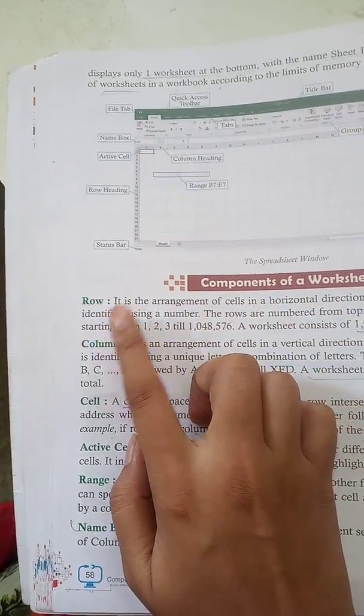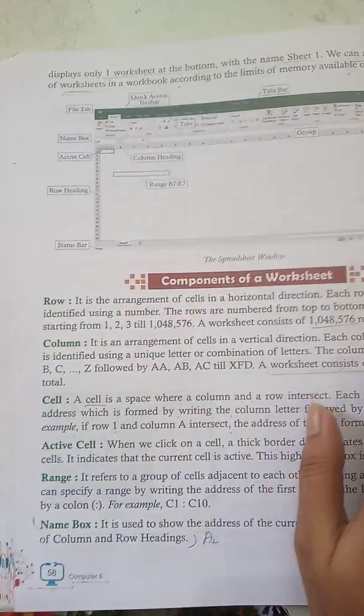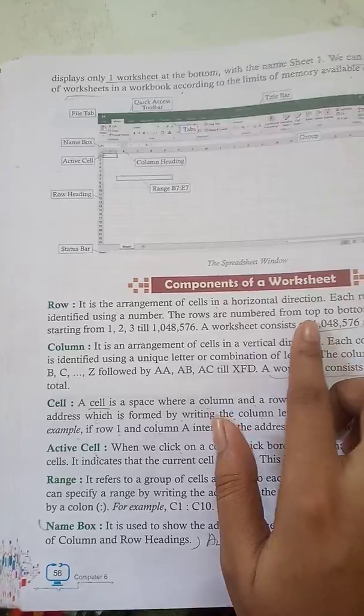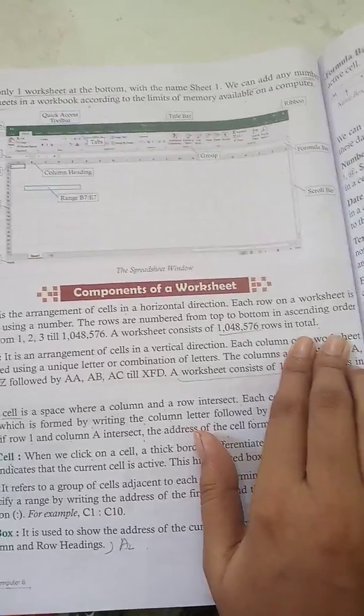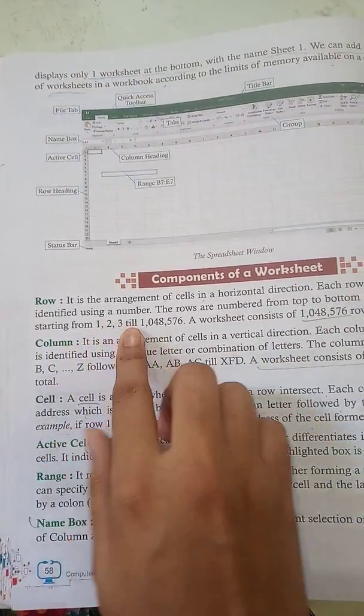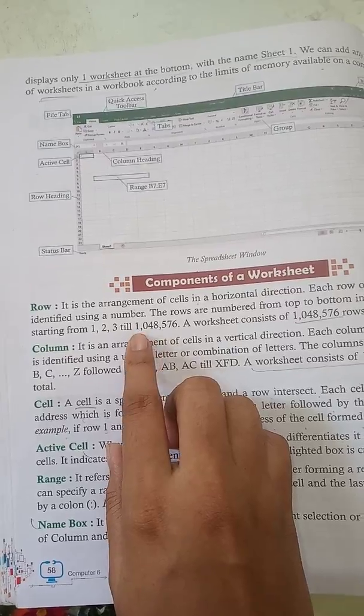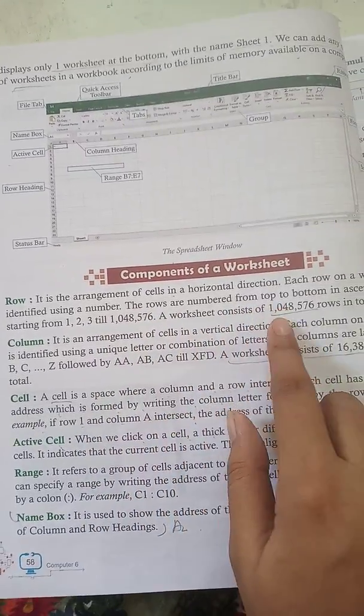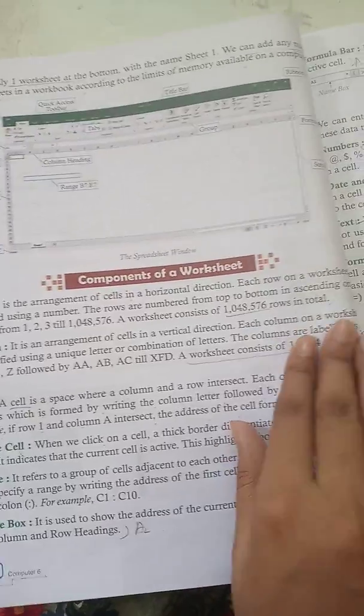on a computer. Components of a worksheet. Row. It is the arrangement of cells in horizontal direction. Each row on the worksheet is identified using a number. The rows are numbered from top to bottom in ascending order, starting from 1 till 1,048,576. A worksheet contains 1,048,576 rows in total.